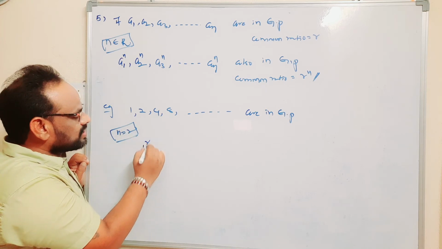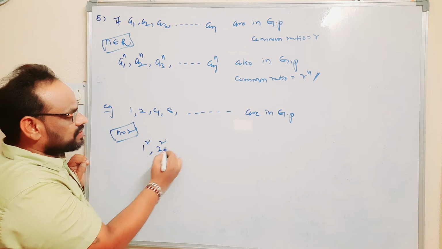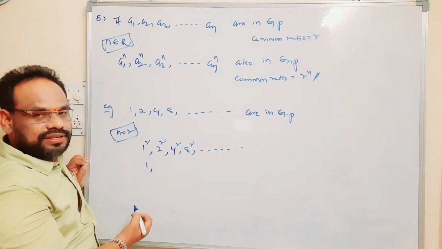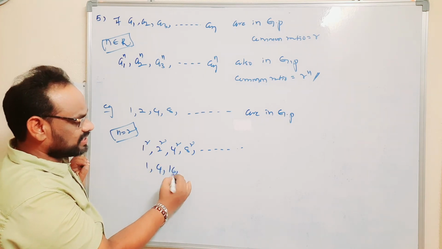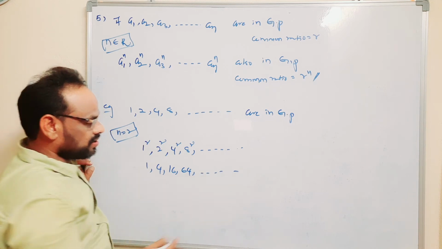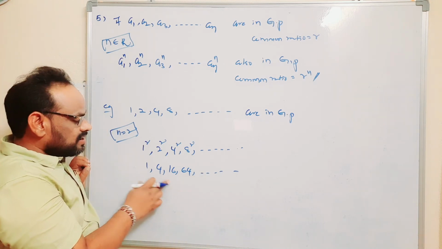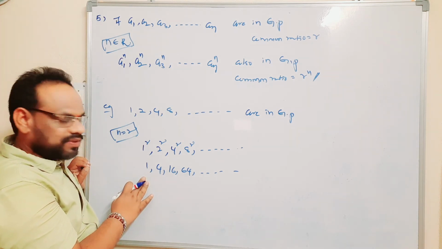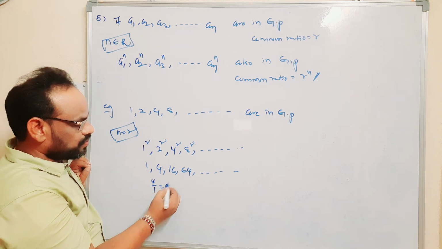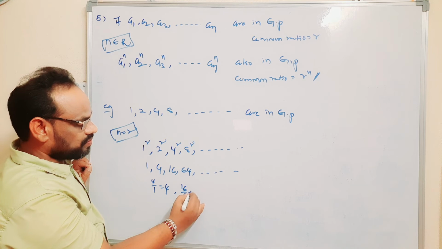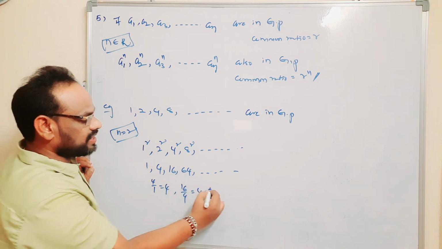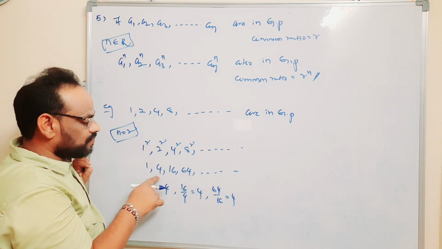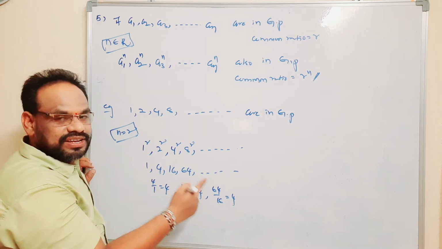Observe here, raise it to the same power. 1 square, 2 square, 4 square, 8 square, and so on. 1 square is nothing but 1 only. 2 square, 4, 4 square, 16, 8 square is nothing but 64, and so on. Observe this sequence. T2 by T1, common ratio, that is 4 by 1, which is equal to 4. T3 by T2, 16 by 4, we will get 4 only. And T4 by T3, 64 by 16, we will get 4 only. So this sequence 1, 4, 16 and 64 is also in geometric progression.